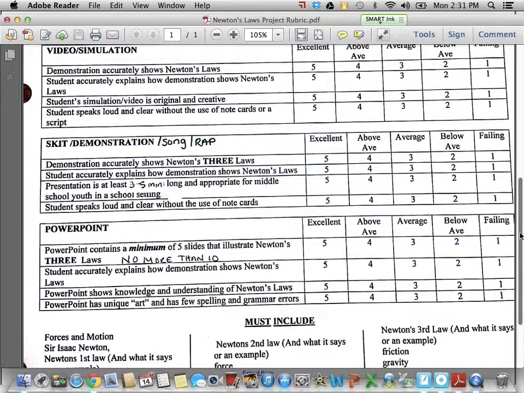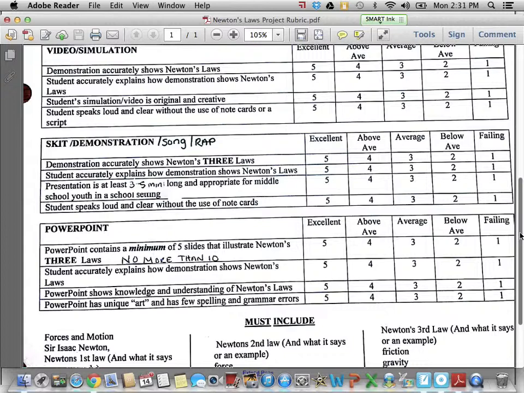In addition to adding that, if you look at the third spot on there, it says presentation is at least 3 to 5 minutes long. It says 5 minutes on yours, but make sure it says 3 to 5 minutes long. And make sure you look at all that for you to get 5 on that. And then the last option is a PowerPoint. It tells you a minimum of 5 slides, but I don't want any more than 10. We don't want to be bored. So you should be able to do it and all of that.